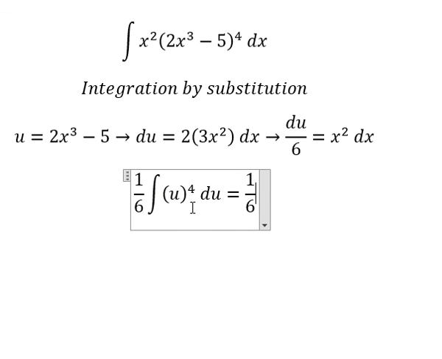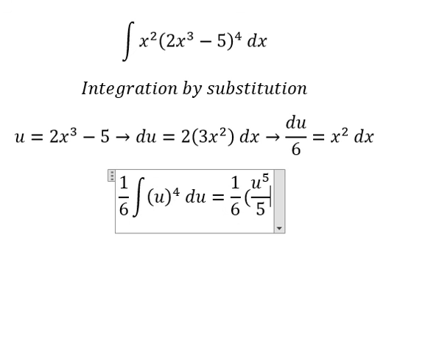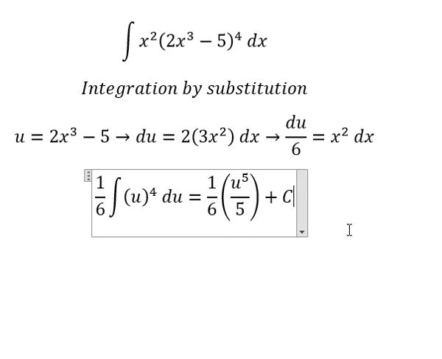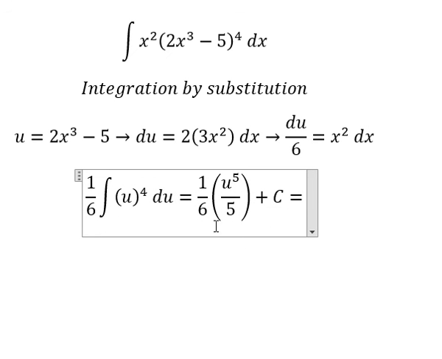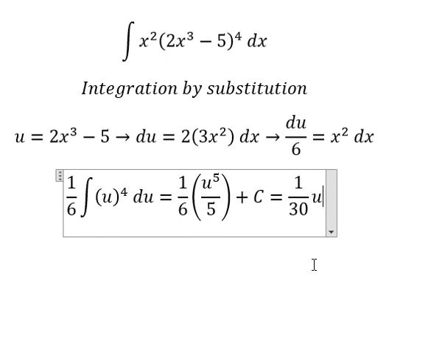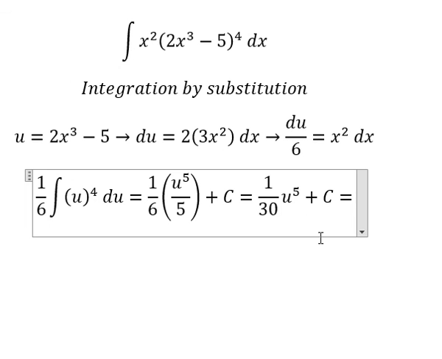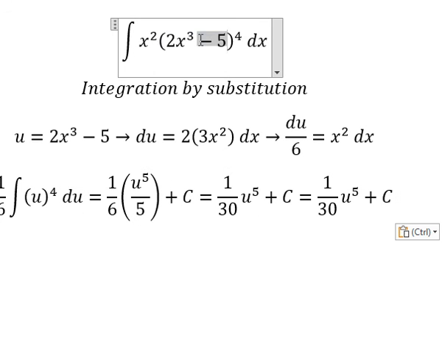The integration of this one gives us u to the power of 5 over 5, plus c. Number 6 and number 5, we have 1 over 30 u to the power of 5, plus c. Substituting back for u, that is this one.